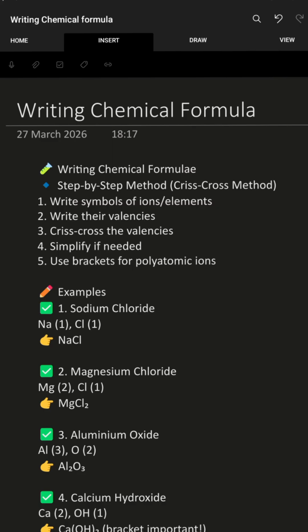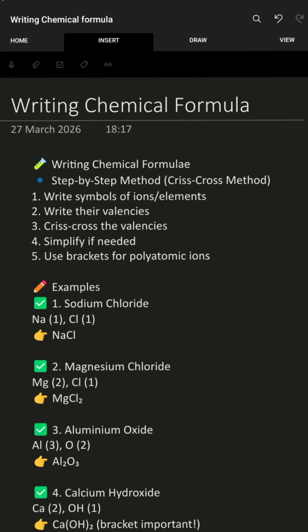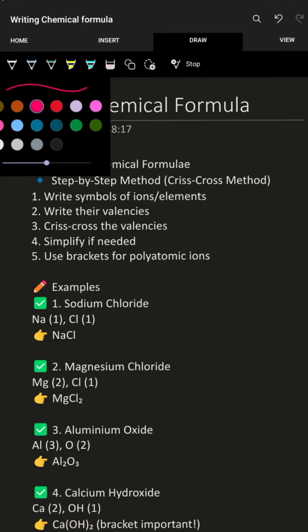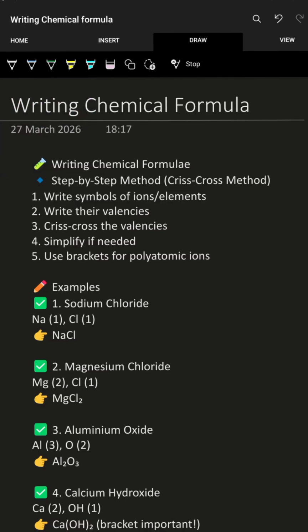This is a topic which classes 9 and 10 students find difficult at times to write. And many a times we have seen that children write incorrect symbol, incorrect chemical formula. So let us see how to write chemical formulas.